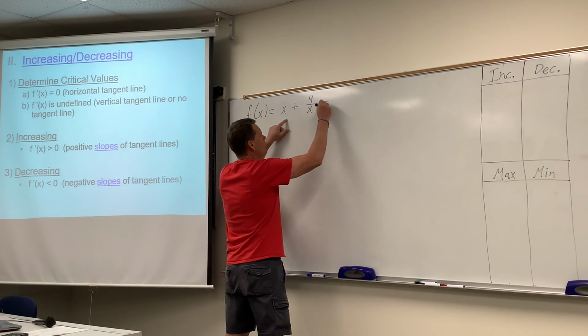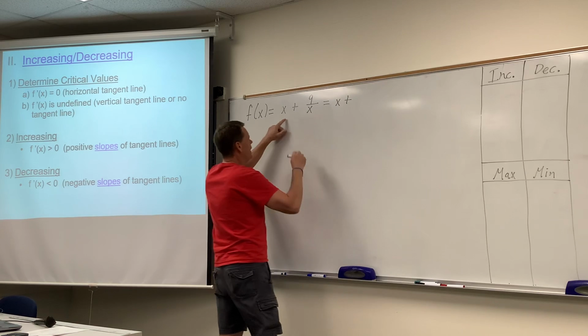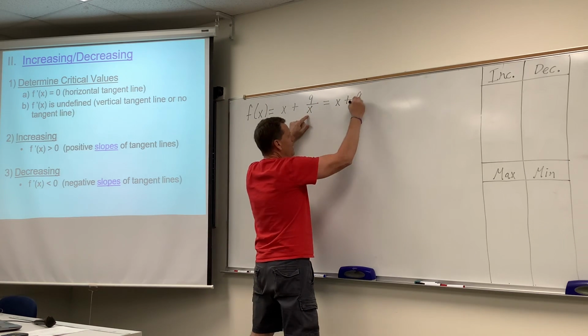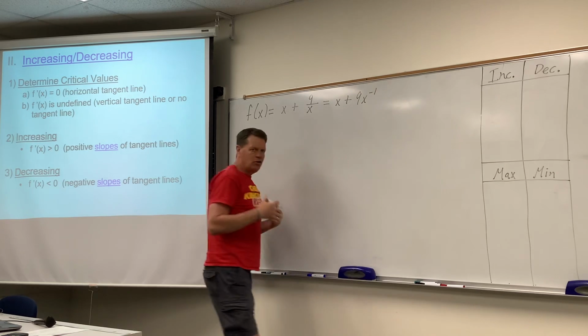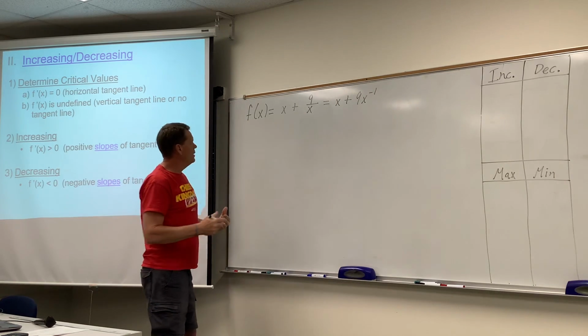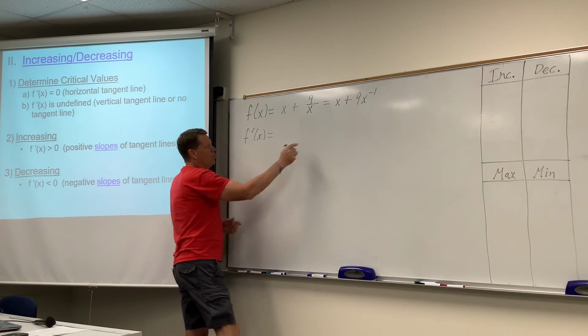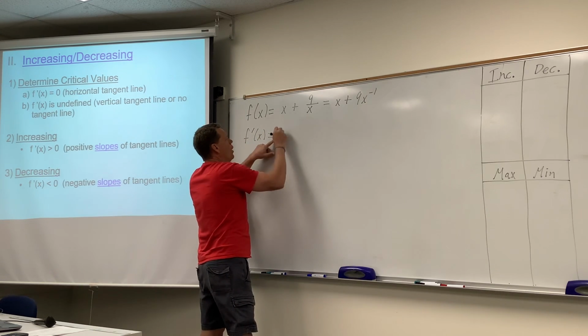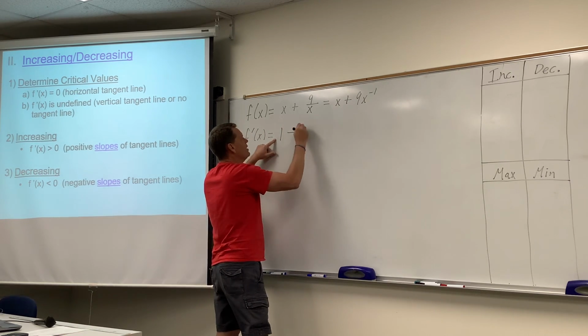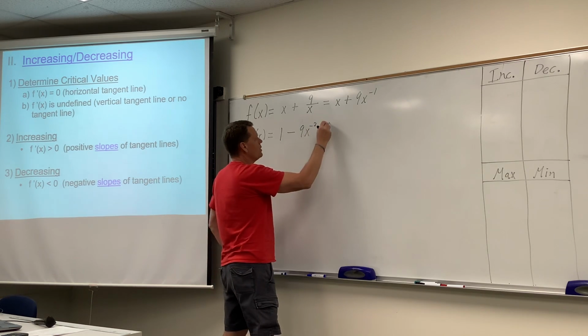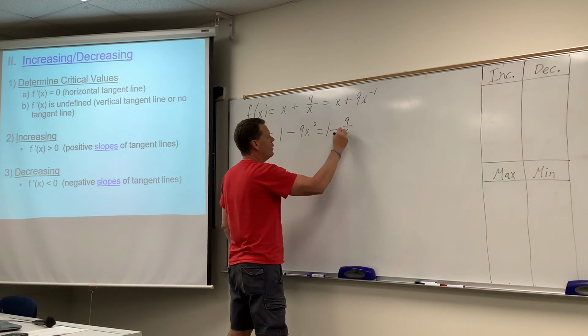Now, wouldn't we want to do a little rewrite on this? In the interest of space, I'm going to do it this way, but wouldn't that be x plus 9x to the negative 1? Let's use those negative exponents to our advantage. And therefore, the derivative of that particular function would be 1 minus 9x to the negative 2 power, otherwise known as 1 minus 9 over x squared.